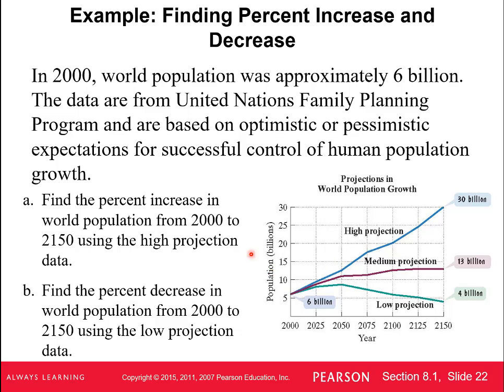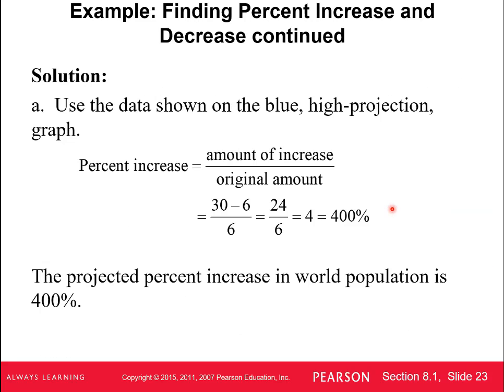Just looking at the graph, we're going to find the percent increase in world population from 2000, when world population was 6 billion, to 2150, when the high projection model says world population will be 30 billion. And then we'll find the percent decrease using the low projection data. But first we'll find the increase. So this is our formula, same thing as we did previously. It's the amount of increase.